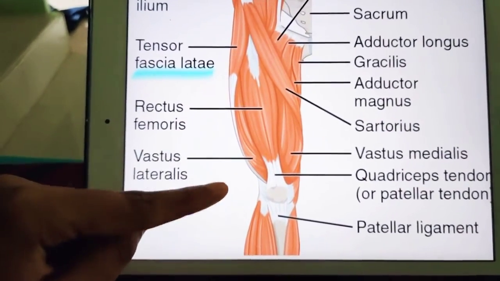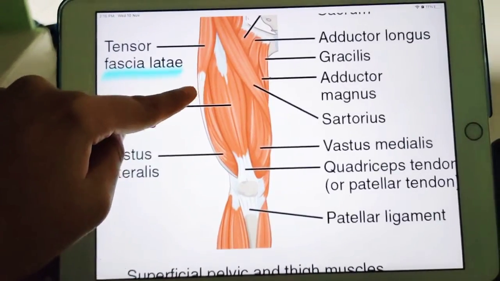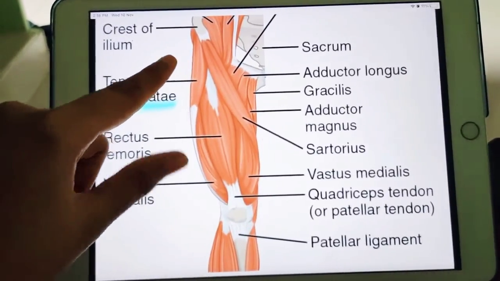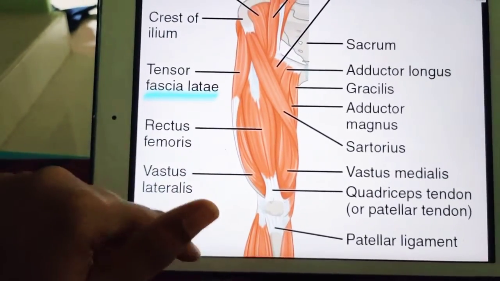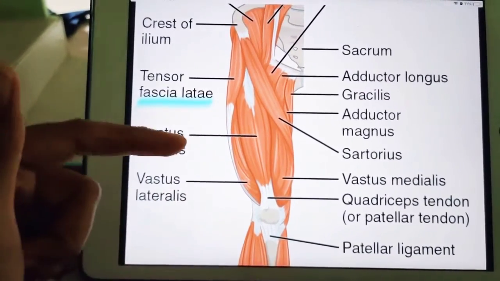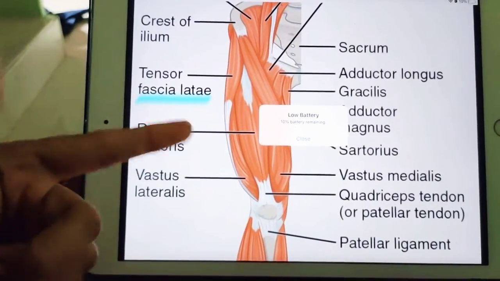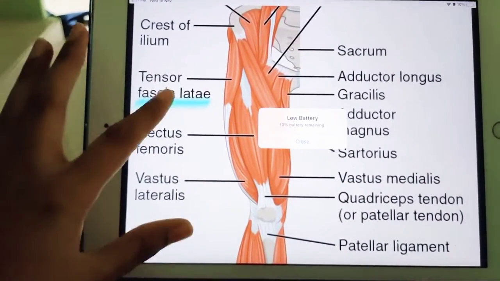Okay, below the level of the greater trochanter. Here, this white color is the iliotibial tract. So there it gets its insertion, and it is supplied by the superior gluteal nerve, and its root value is L4, L5, S1. Okay, finally we're done.